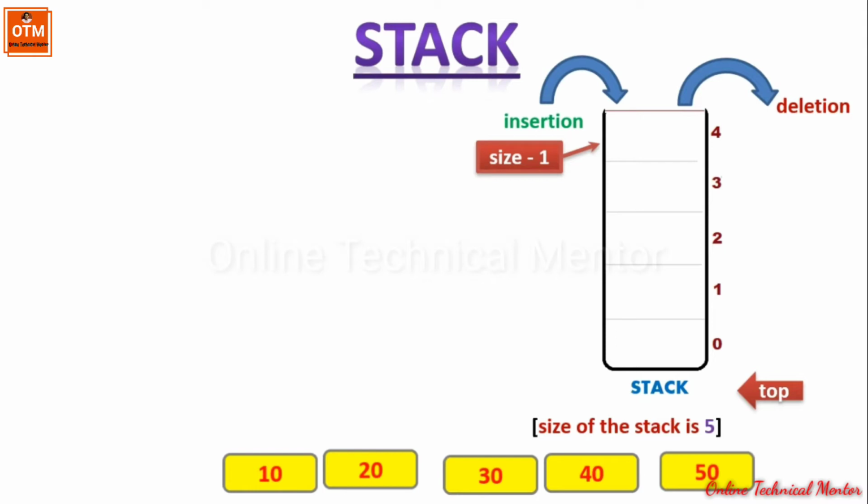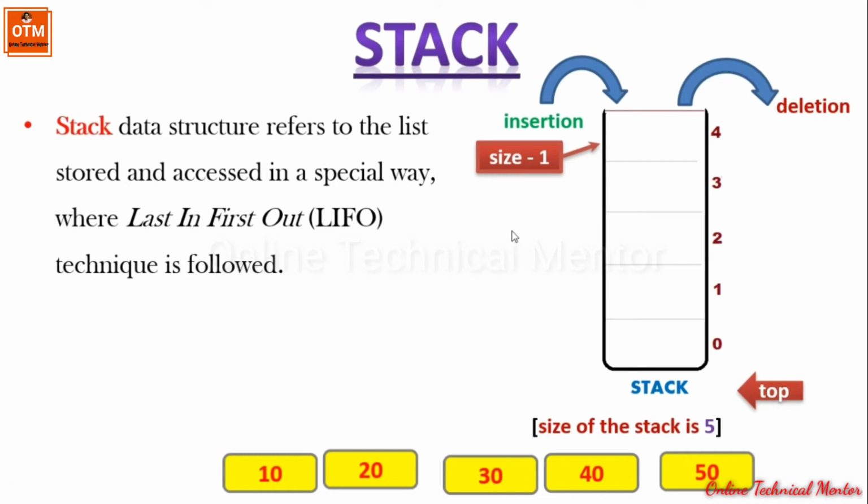Now let me summarize the whole operation. Stack data structure refers to a list stored and accessed in a special way, where the last in first out technique, in short called LIFO, is followed. So remember the operation. Whenever there is an insertion, top will be incremented first. It will point to a certain position within the stack and the element will be inserted at that position only.